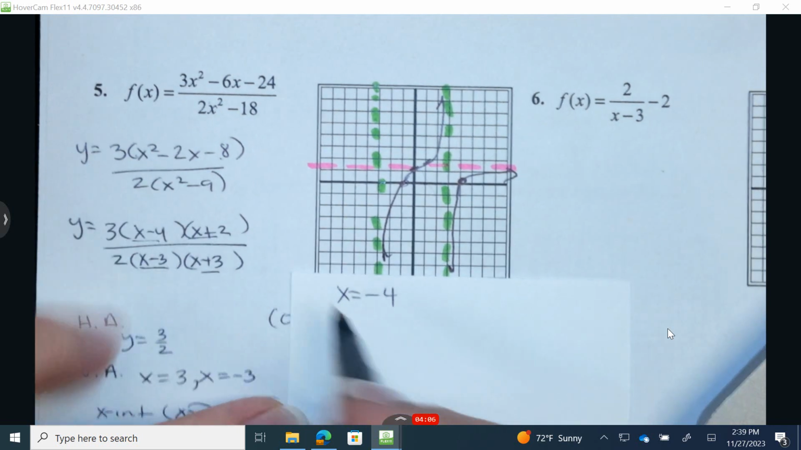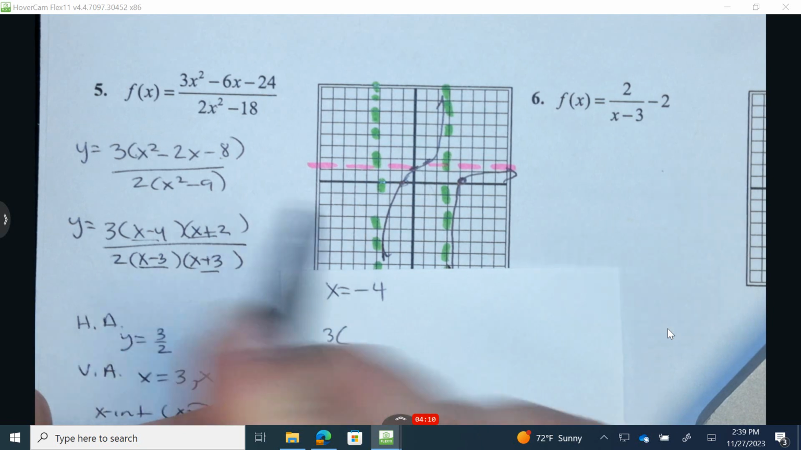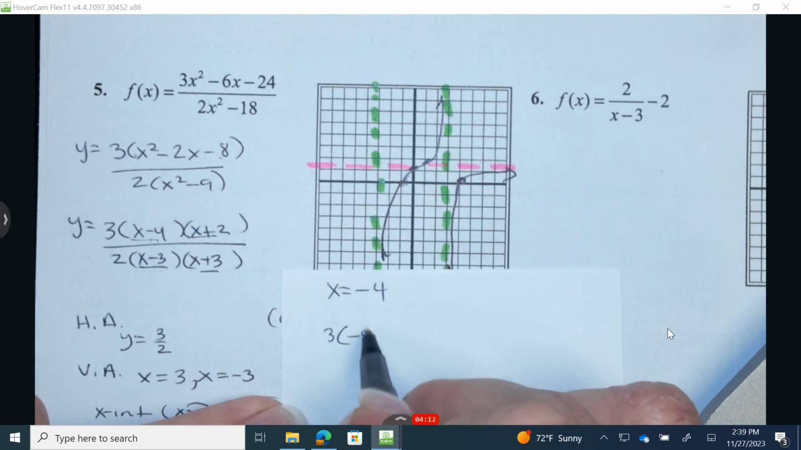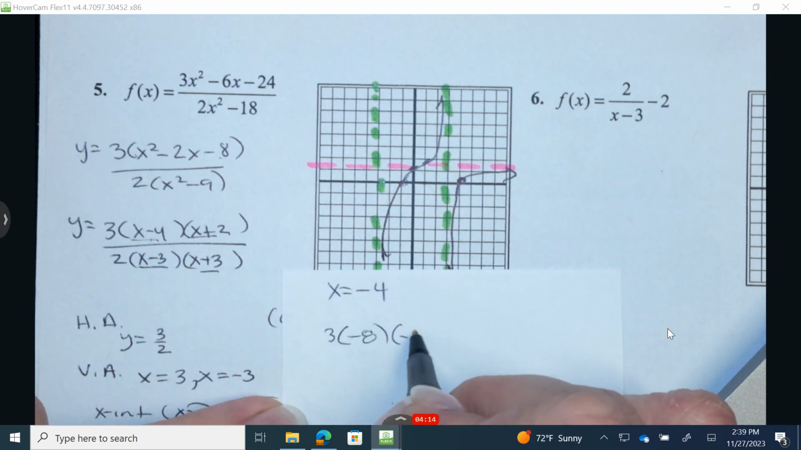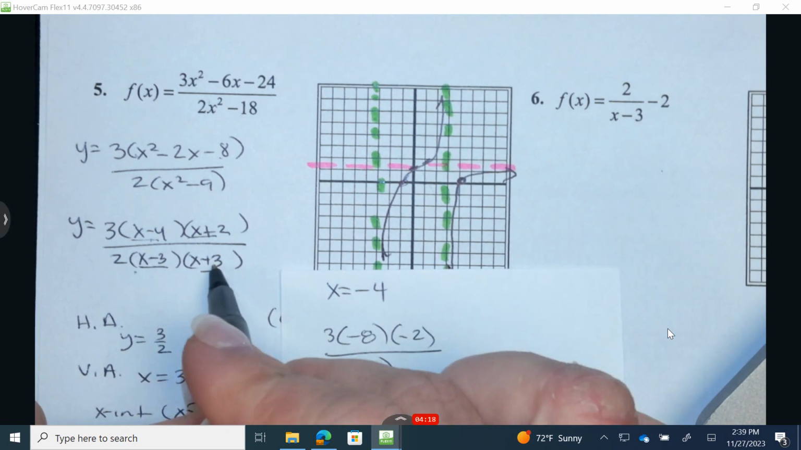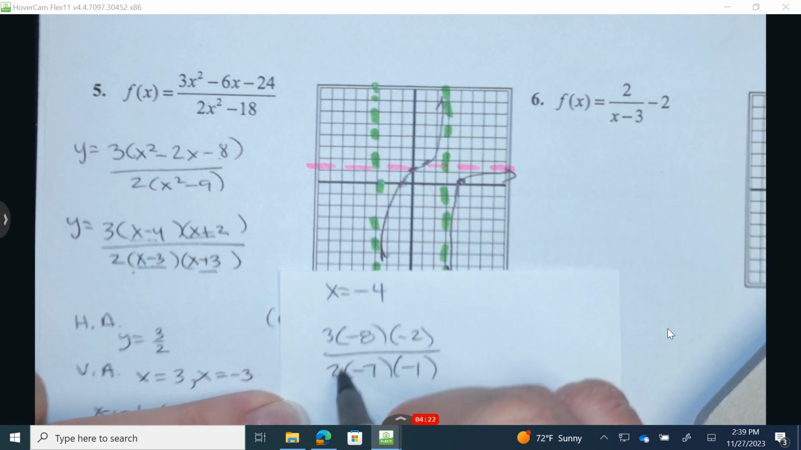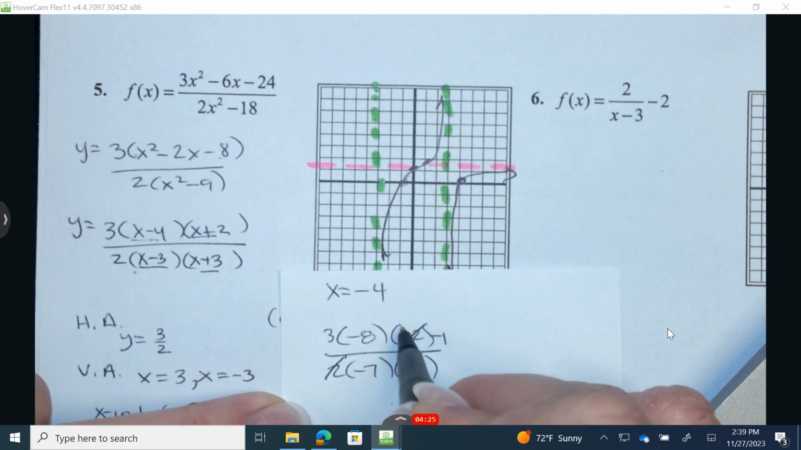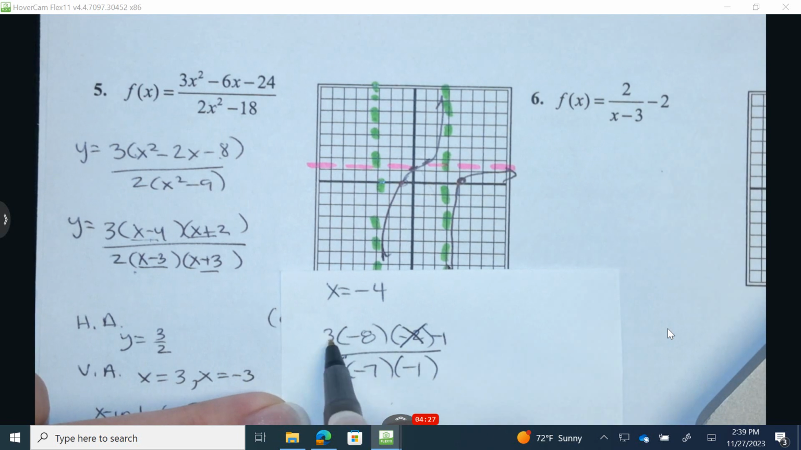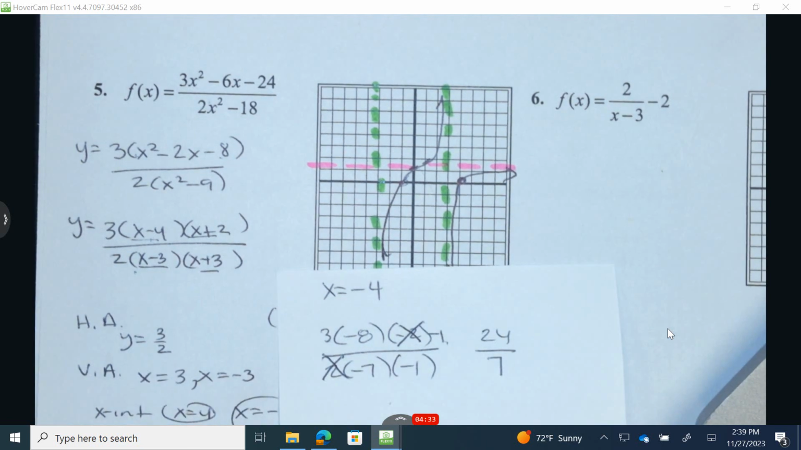Okay, so I'm going to come back here because I think it's easier than working with this one. And we have 3. I'm plugging in negative 4 to get negative 8. Plugging in negative 4 to get negative 2. Plugging in negative 4 to get negative 7. Plugging in negative 4 to come up with negative 1. All right, well, let's see. Can we simplify? It's going to give us a negative 1 when we simplify. And so I multiply here to end up with a positive 24 and multiply here to get a positive 7. So 24 divided by 7.